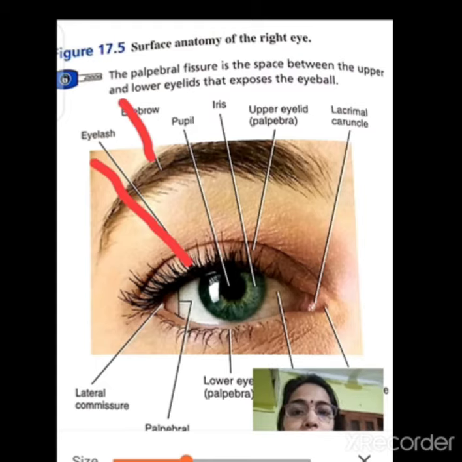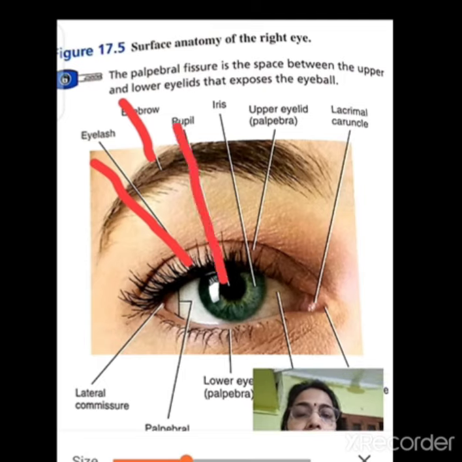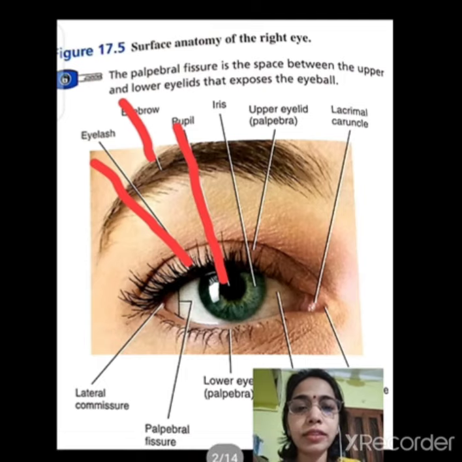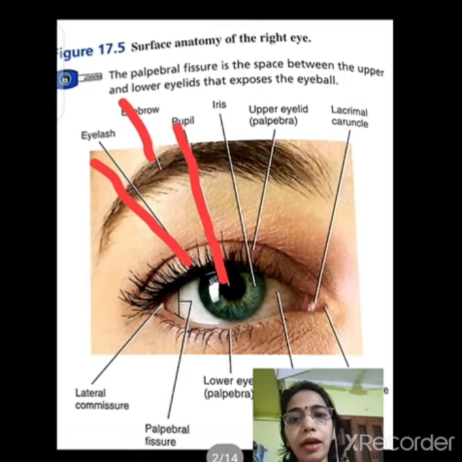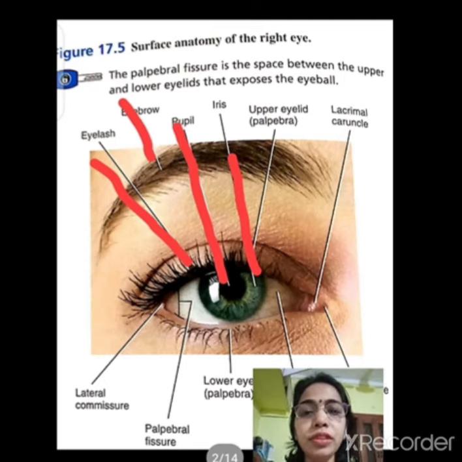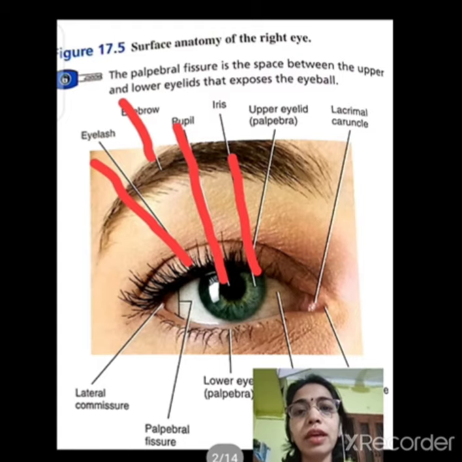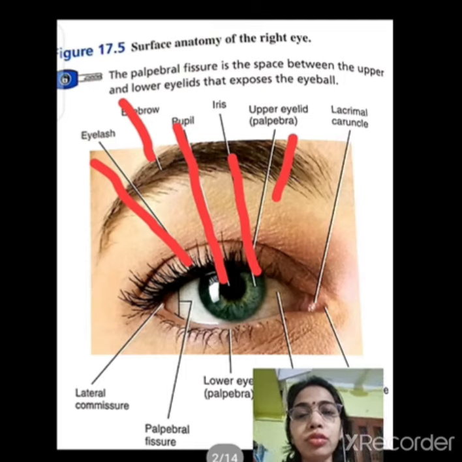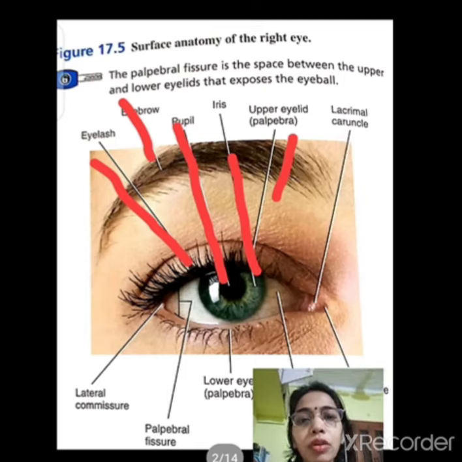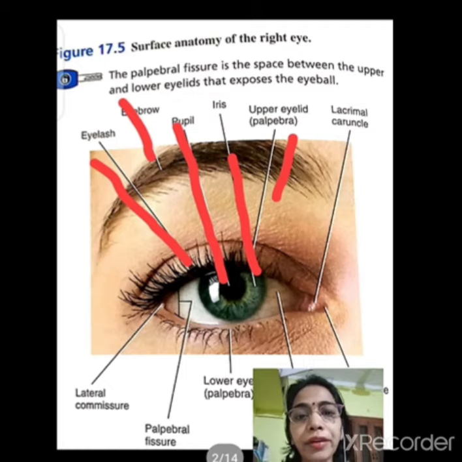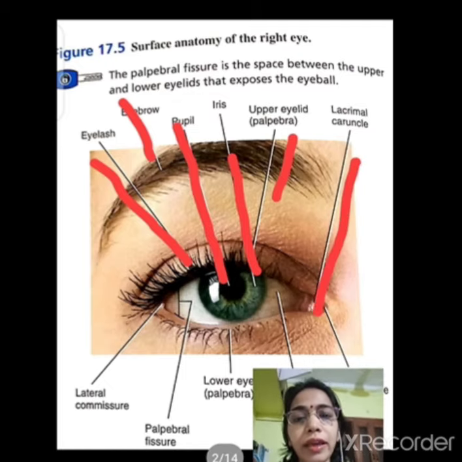Pupil is the central area of the eye, that is called the pupil. Then there is the iris, the outer colored area, and the pupil is the central opening from where light enters. Now next is the upper eyelid, also called palpebra. Now there is the lacrimal caruncle.